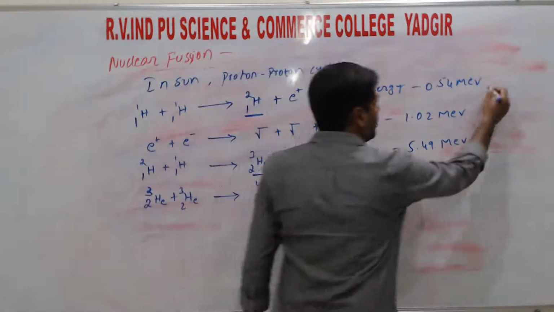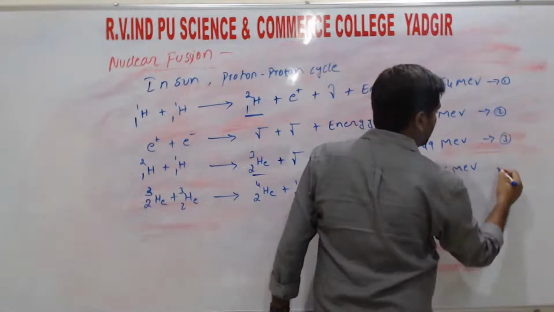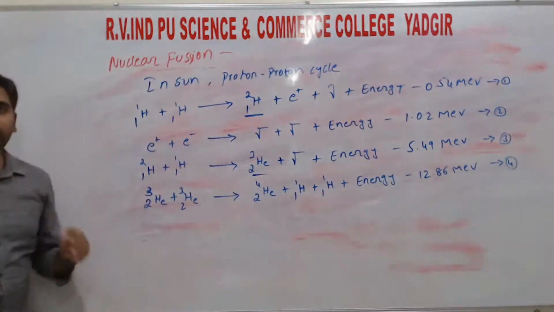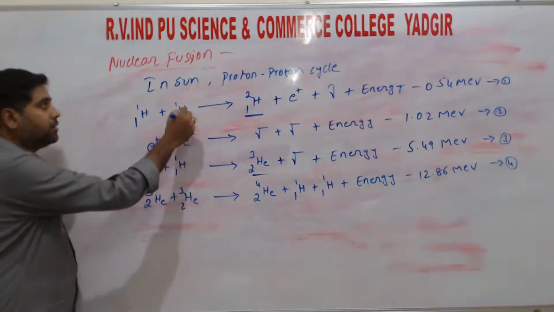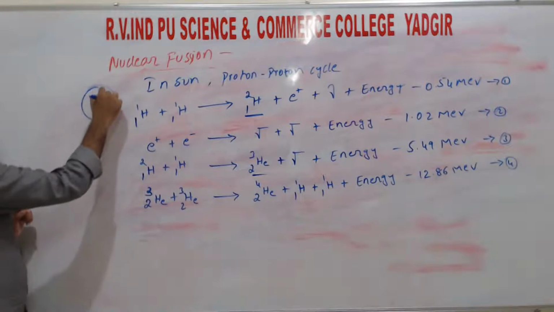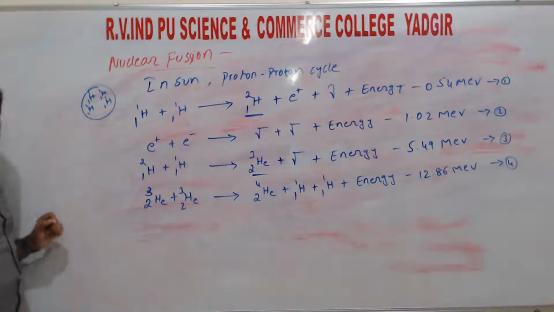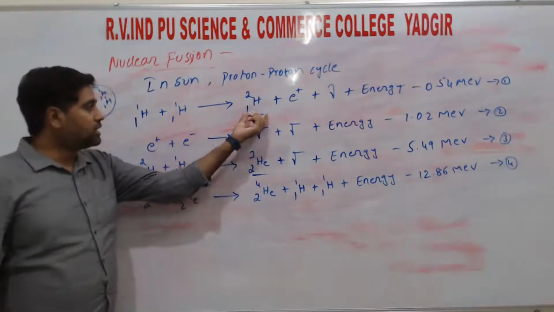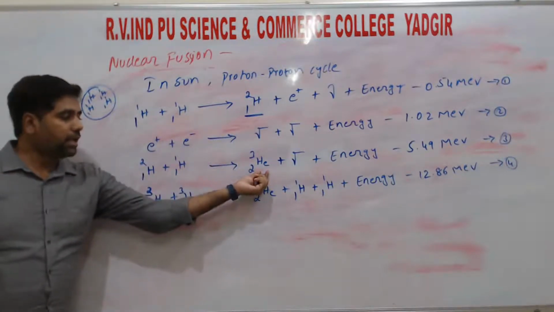So this number of reactions, we are calling this one as 1, 2, 3, and this one is 4, right? So this cycle we call the proton-proton cycle. Now if you observe here, in the core of the sun, we have many hydrogen nuclei, that is protons. When two protons combine together, we get the deuteron, right? So this deuteron again combines with the proton, so we get one helium nucleus, right?